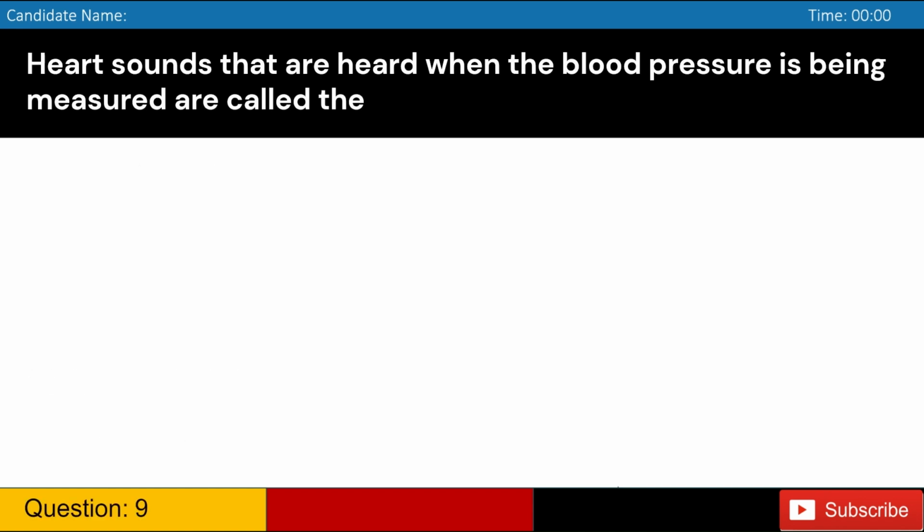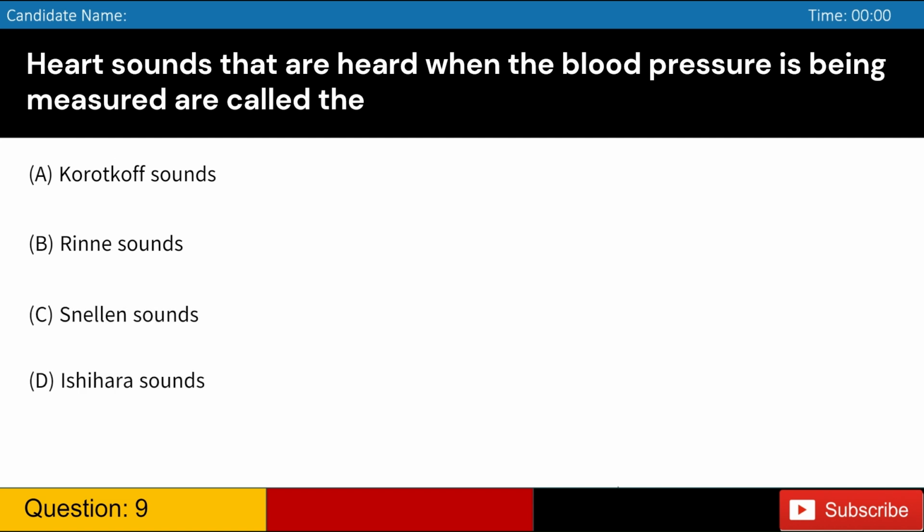Heart sounds that are heard when the blood pressure is being measured are called the A. Korotkoff sounds. B. Rinne sounds. C. Snellen sounds. D. Ishihara sounds. E. Jaeger sounds. Answer A.